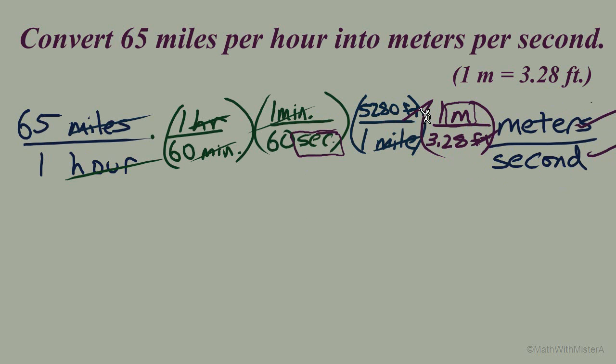Multiply 65 times 5,280 divided by 60, divided by 60, divided by 3.28, and we'll have our result in meters per second. Our result is about 29.07 meters per second. In my calculator I see 29.065, and I rounded that hundredths place up to 7.